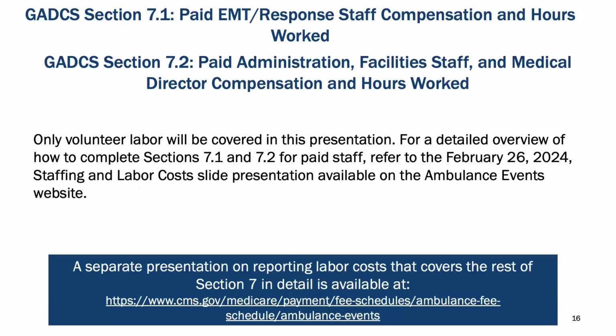The next two sections, section 7.1 and 7.2, are paid labor. So we will not discuss them during this particular call. However, we recognize that many organizations will have both volunteer and paid labor. As we mentioned previously, volunteers who are paid staff at any point during the data collection period should be counted as paid staff. As such, their hours and compensation, including any stipends and benefits they received as volunteers, should be reported under paid staff in section 7.1 and 7.2.